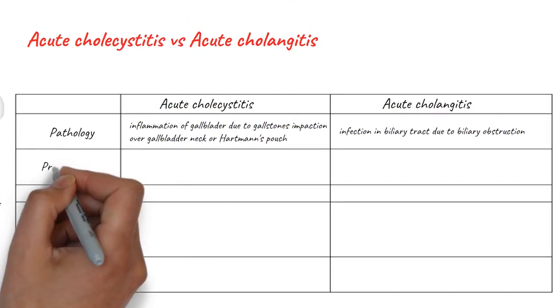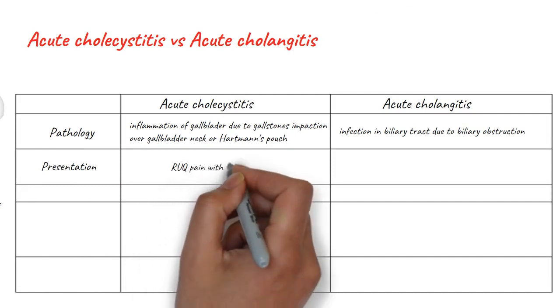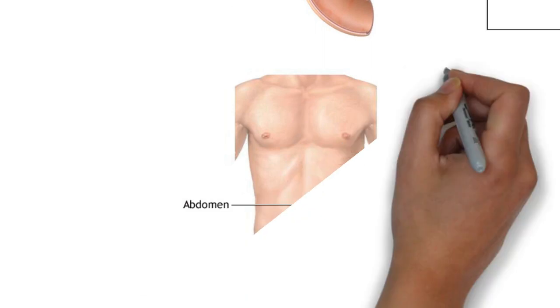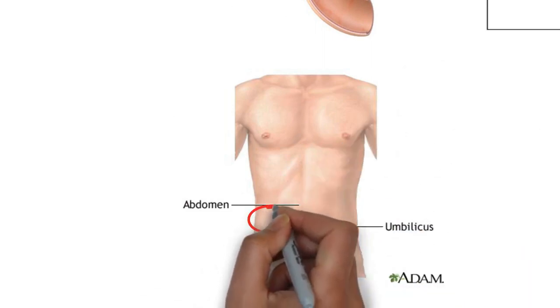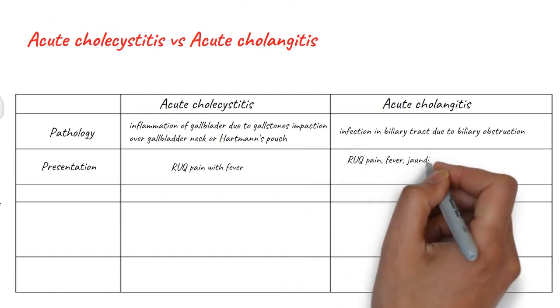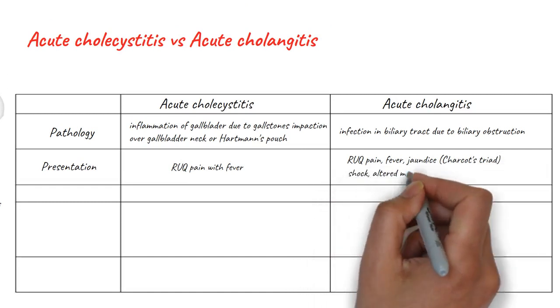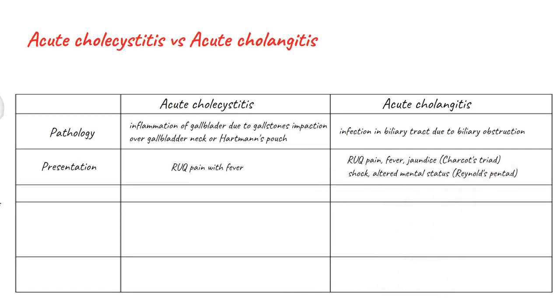For presentation, both of them present with right upper quadrant pain with fever. In acute cholangitis, there is also a component of jaundice. This is because of the biliary obstruction. Other symptoms of bile stasis include tea-colored urine and pale stool. I know some of you have heard of the term Charcot's triad, which is basically right upper quadrant pain, fever, and jaundice. And if it's combined with shock and altered mental status, we call it Reynolds' pentad. It just signifies a more severe form of acute cholangitis.